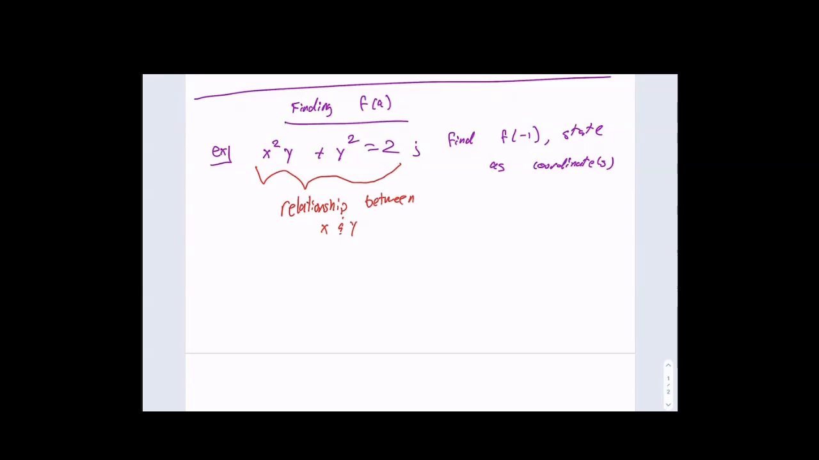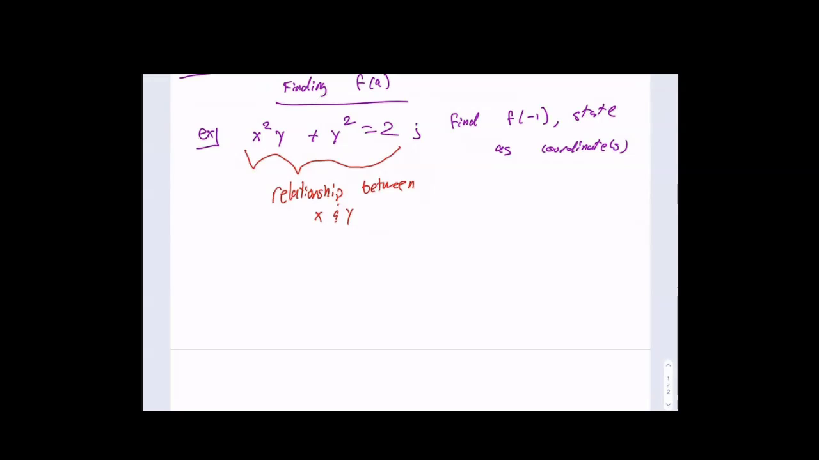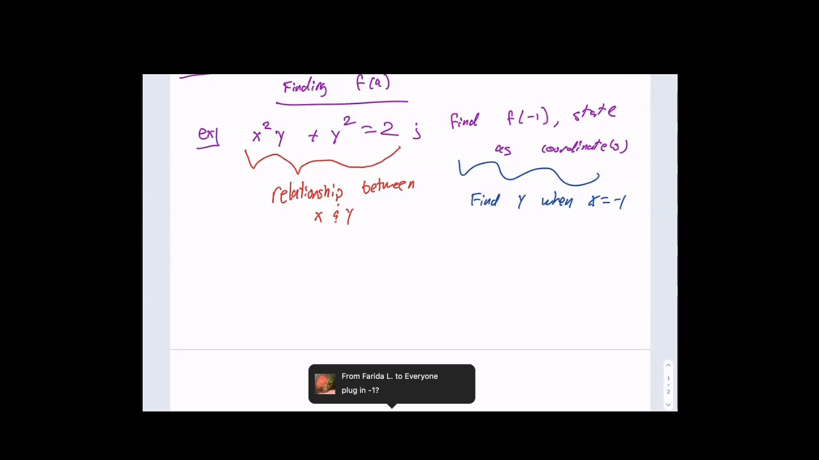All right, so what do I do? It should be fairly obvious. I'm not asking a mind-blowing question here. We're finding y when x equals -1. What do I do? Plug in -1. Yeah, plug in -1. That's it. So -1 squared y plus y squared equals 2.